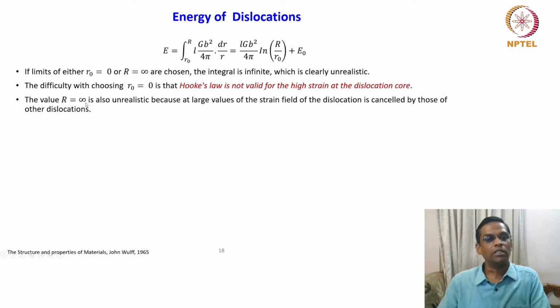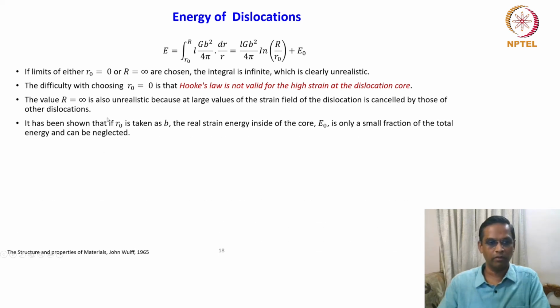The value capital R equal to infinity is also unrealistic because at large values, the strain field of the dislocation is cancelled by those of the other dislocations. We are going to qualify all these statements one by one. So it has been shown that if R naught is taken as B, the real strain energy inside the core, E naught, is only a small fraction of the total energy and can be neglected.